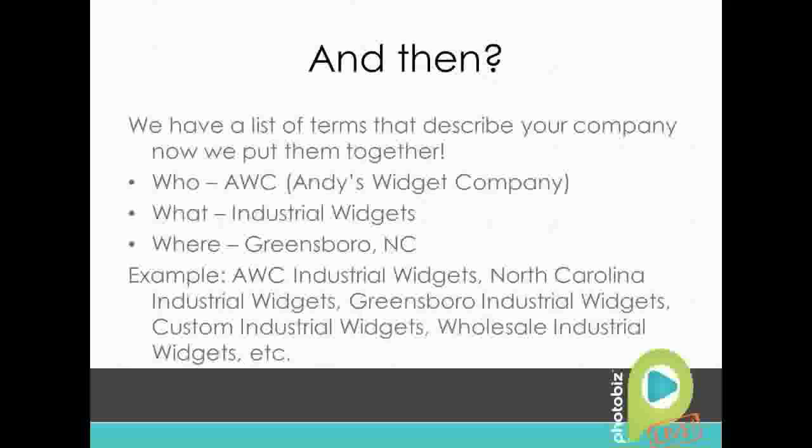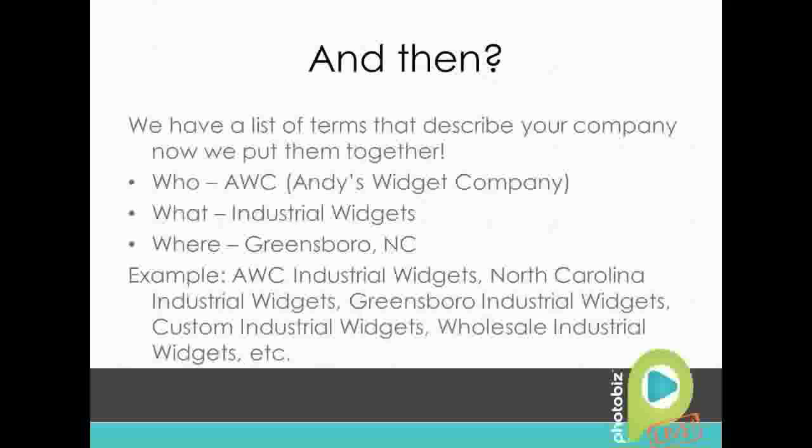So you can see some of my examples down here. AWC Industrial Widgets. That is the company name and descriptive. So if someone is looking for my company, they already know who I am. They're going to find me. Then we look at some more general terms. North Carolina Industrial Widgets. With this keyword, I'm announcing that I am in North Carolina and that for people who are looking for local suppliers of industrial widgets, I am a good person for this. In that same vein, we've also got Greensboro Industrial Widgets.